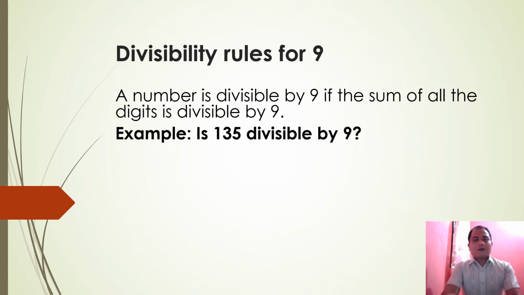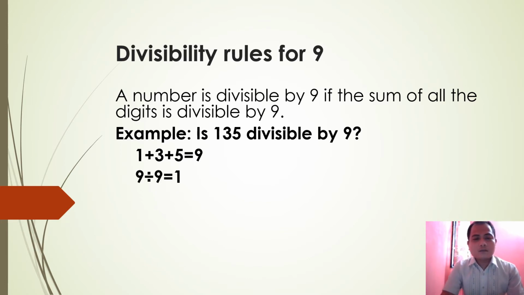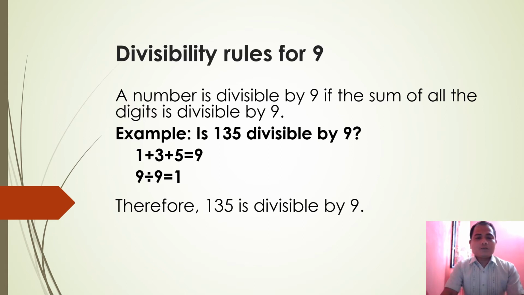Let's try an example. Is 135 divisible by 9? Let's add the digits. 1 plus 3 plus 5 is 9. And 9 is divisible by 9. So meaning 135 is divisible by 9. Okay?